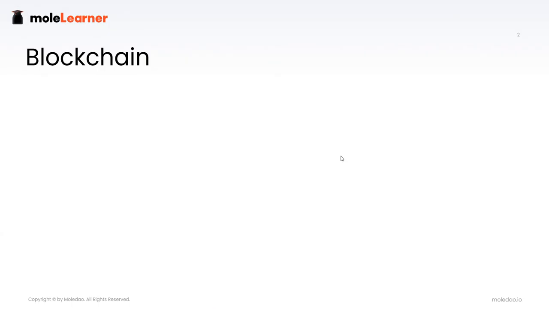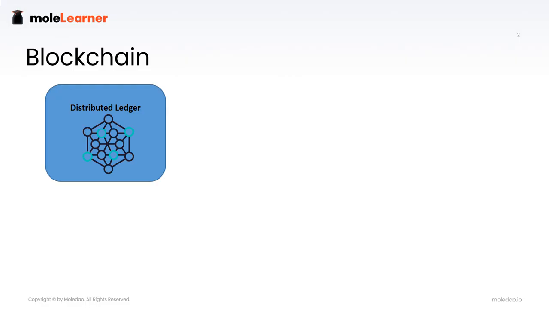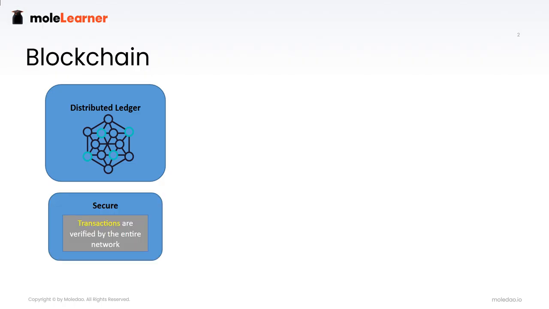Blockchain has 5 important concepts. First, decentralized ledger. A blockchain is a type of distributed ledger technology. This is a decentralized database shared across multiple participants in a network, in which each participant holds a copy of the ledger.